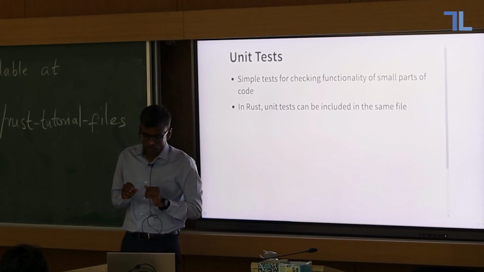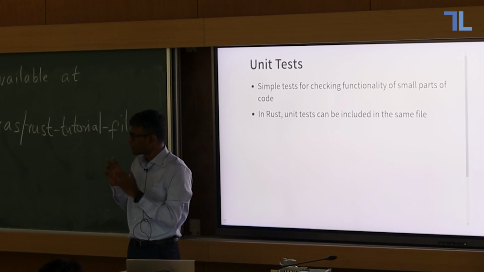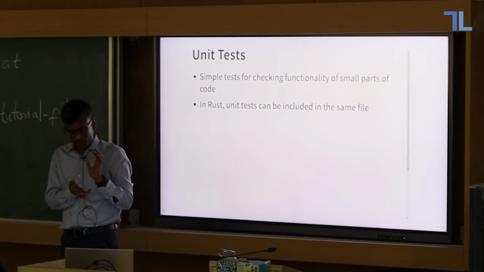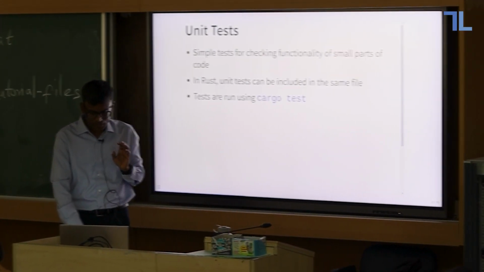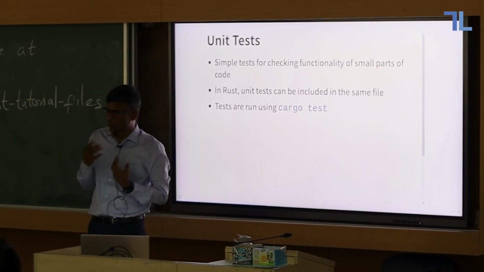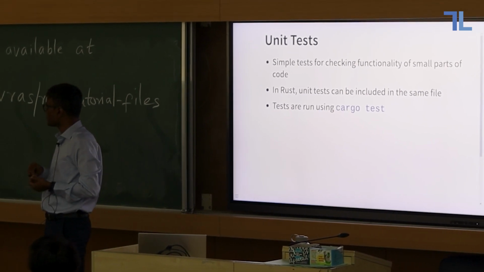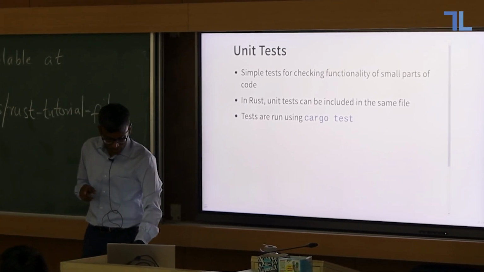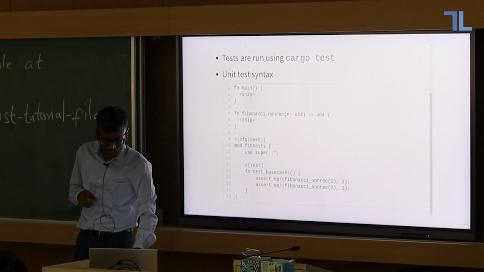The nice thing about Rust is that the unit tests can be included in the same file in which the function was defined. Sometimes the unit tests also serve as documentation, because just by looking at a test, you can figure out how the function should be used. And the cargo command, which is the build and package manager, also has a test command. So you can run the unit tests which are in your file using the cargo test command. So let's look at the syntax of unit tests.